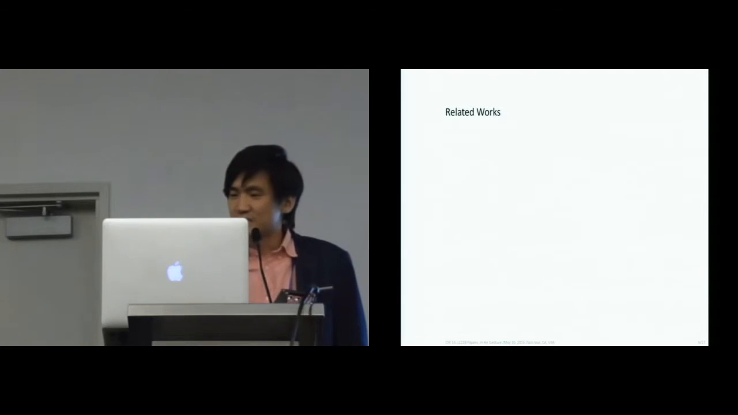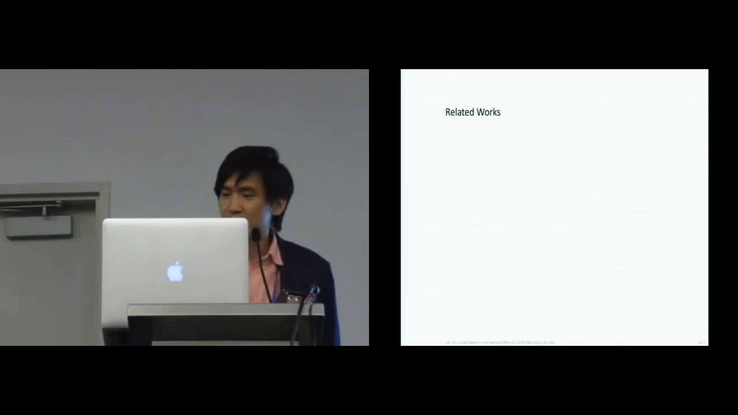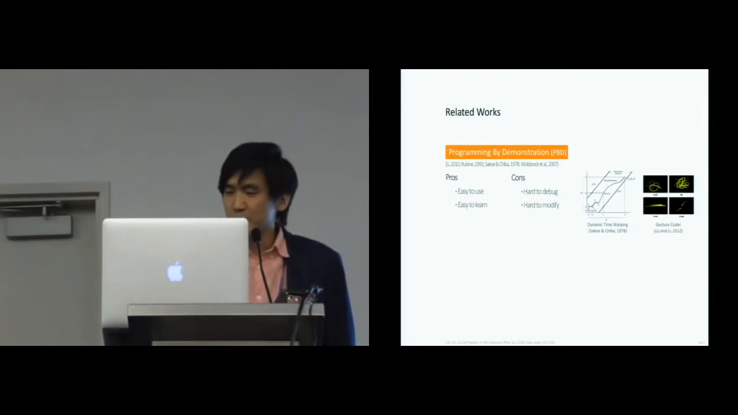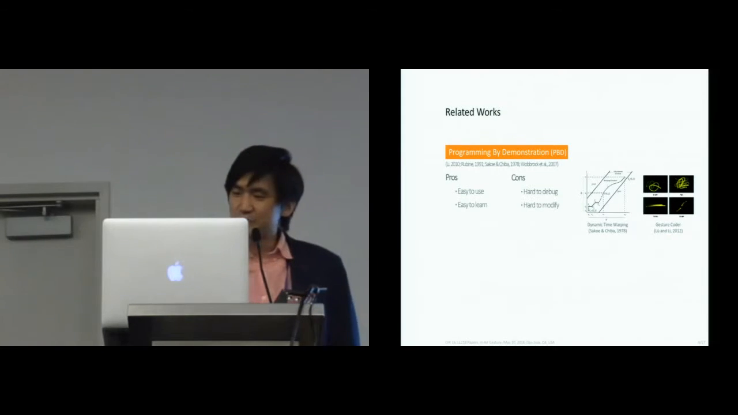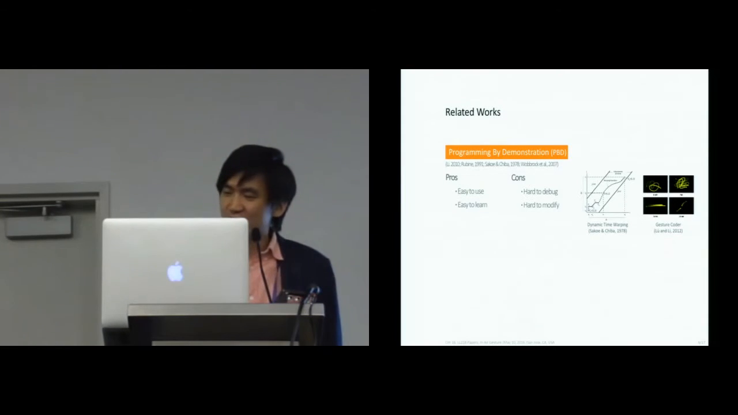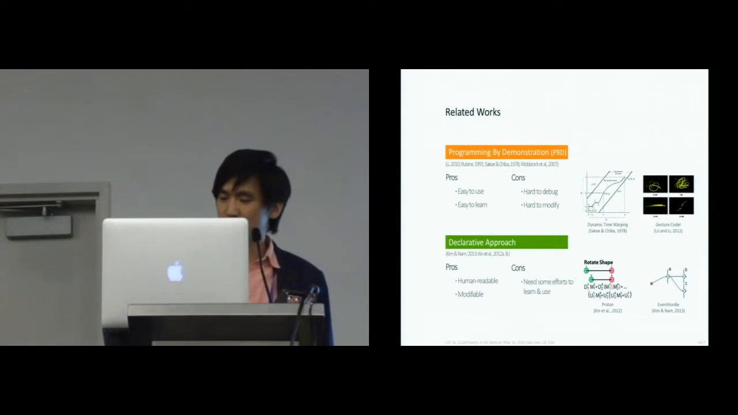Existing gesture authoring systems can be categorized into 2 approaches. Programming by demonstration defines a gesture from users' performed motions. It doesn't require any prior knowledge to define a gesture. But when an error occurs, it's very hard to fix the problem or modify the defined gesture.